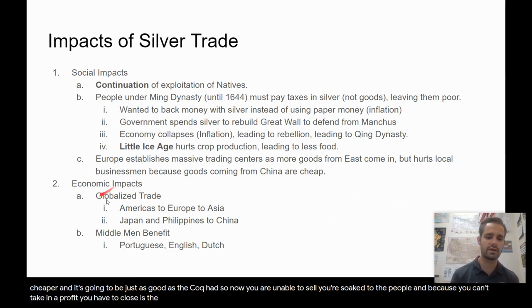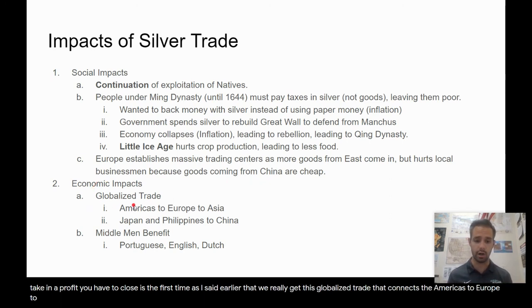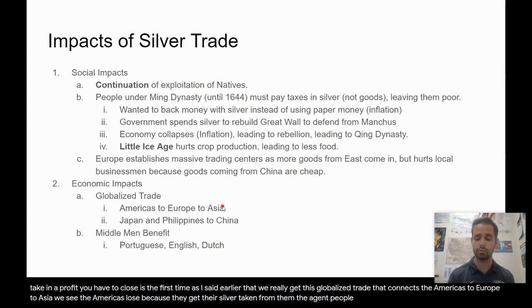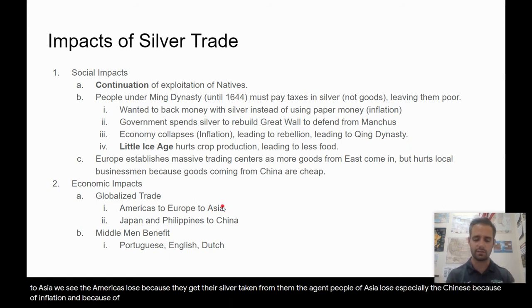This is the first time, as I said earlier, that we really get this globalized trade that connects the Americas to Europe to Asia. We see the Americas lose because they get their silver taken from them. The people of Asia lose, especially the Chinese, because of inflation and because of taxes and all those things I just described. But the European merchants win because they are the middlemen.